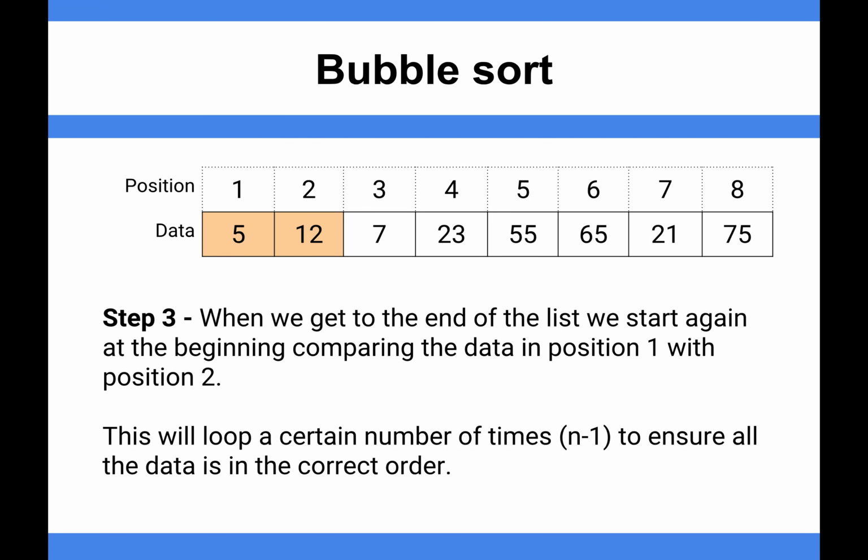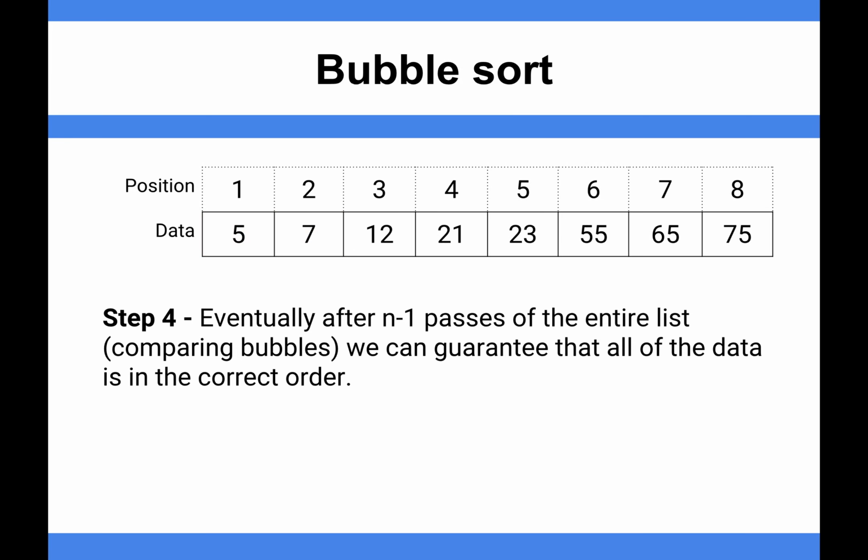So it's worth trying to understand the n minus 1 rule. The bubble sort would keep looping, and eventually the data would all be in order. That's imagining we'd loop 7 times. We can guarantee that all that data would have been in the right order.